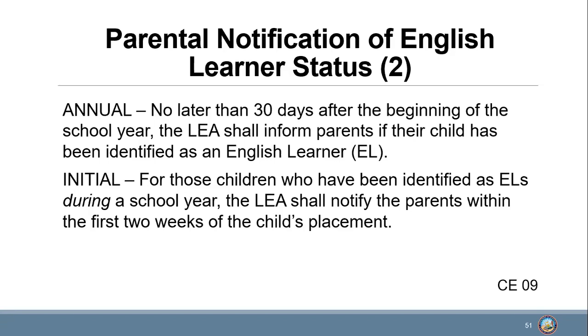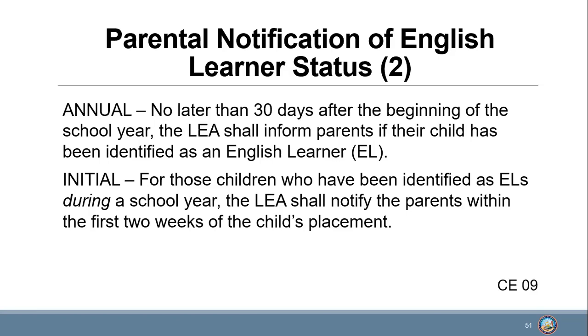So for CE 9, there are 2 separate notifications that we will be looking for during the review. The first is the annual EL notification. This is a letter that goes out no later than 30 days after the beginning of the school year and informs the parents of their child and that the child has been identified as an English learner. This letter goes out to the parents of EL students for each year that the child remains as an EL.